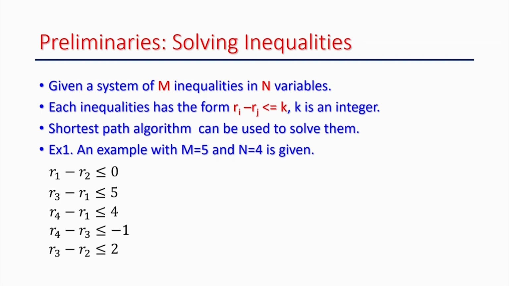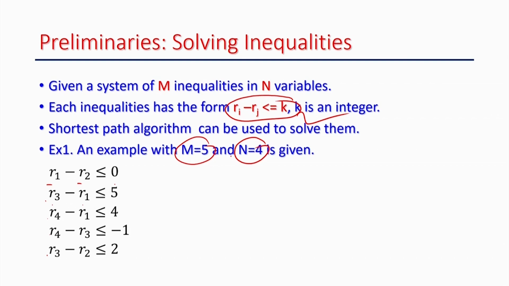Okay. So the inequalities are in this form: R1 minus R2 less than or equal to 0, R3 minus R1 less than or equal to 5, and so on, where all the constants k are integers. Suppose the number of inequalities is m, 1, 2, 3, 4, 5, so m equal to 5 here, and the variables are R1, R2, R3 and R4, so n equal to 4.